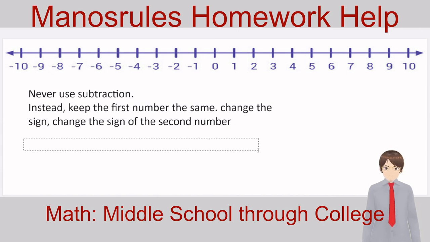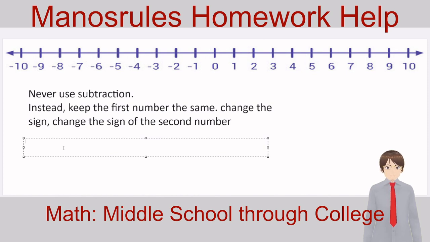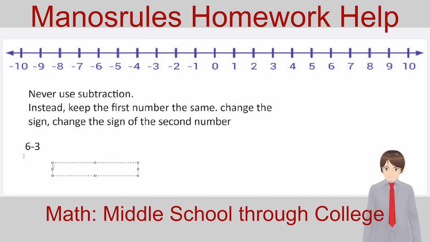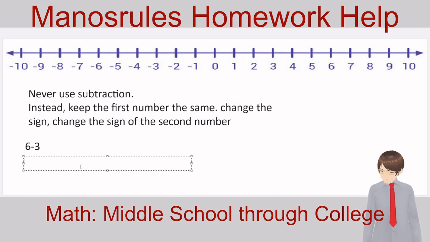So what does this look like? Well, let's start with a practice problem. We'll do an easy example just to demonstrate how this works. 6 minus 3. Now, normally you just say, okay, 6 minus 3 is 3, you call it a day. But instead, what if we keep the 6 the 6, we change the subtraction to addition, and then we change 3 to -3. Now we can do it the exact same way that we have been with addition.